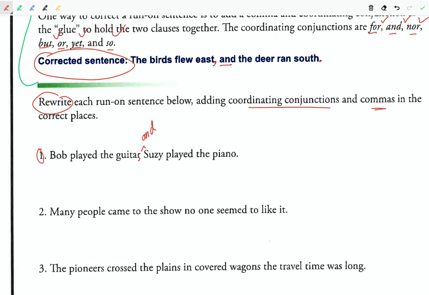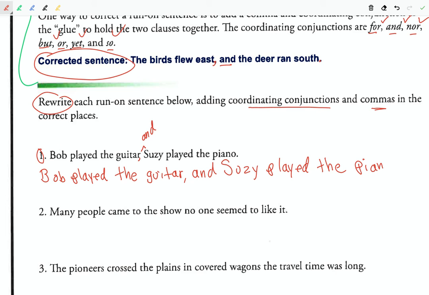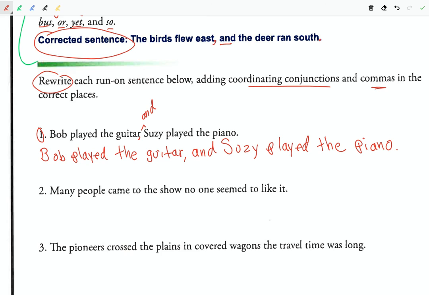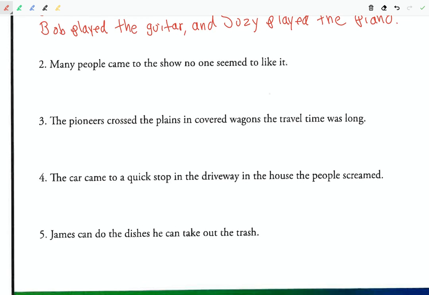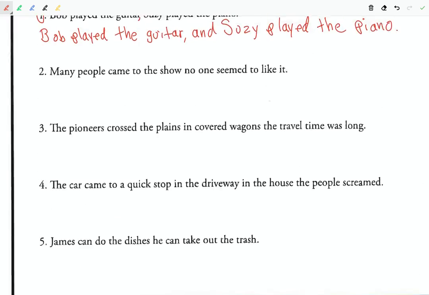And then you have to rewrite the sentence. So right here, Bob played the guitar, comma, coordinating conjunction, and Susie played the piano. And don't forget your period at the end. And that's it. So I guess the main thing is to identify where the first complete sentence is, and then select the correct coordinating conjunction. Okay, and don't forget the comma before the conjunction and the period at the end. Okay, and that's it for day 2.